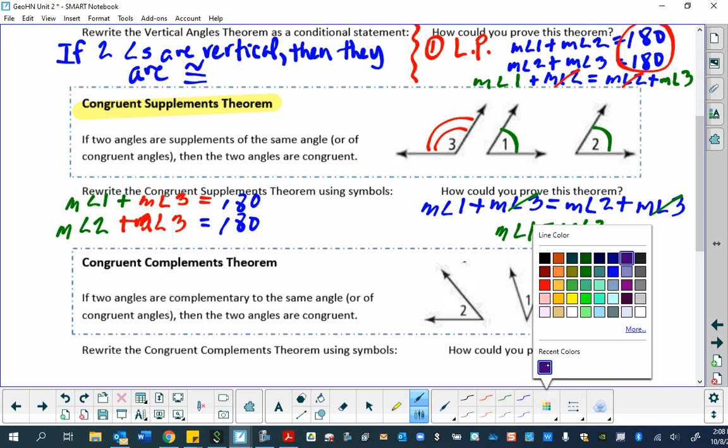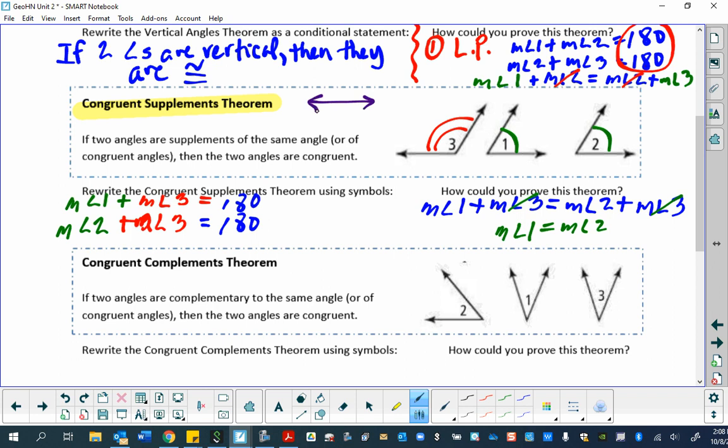Hey, I got a question for you. Is this one biconditional? Tanner, what do you think? Let me read it both ways, and you give me a thumbs up, yes or no. Ready? If two angles are supplements of the same angle, then the angles are congruent. We just proved it. Thumbs up. All right, he's halfway there. Are you ready for the converse? If two angles are congruent, they're supplements of the same angle.